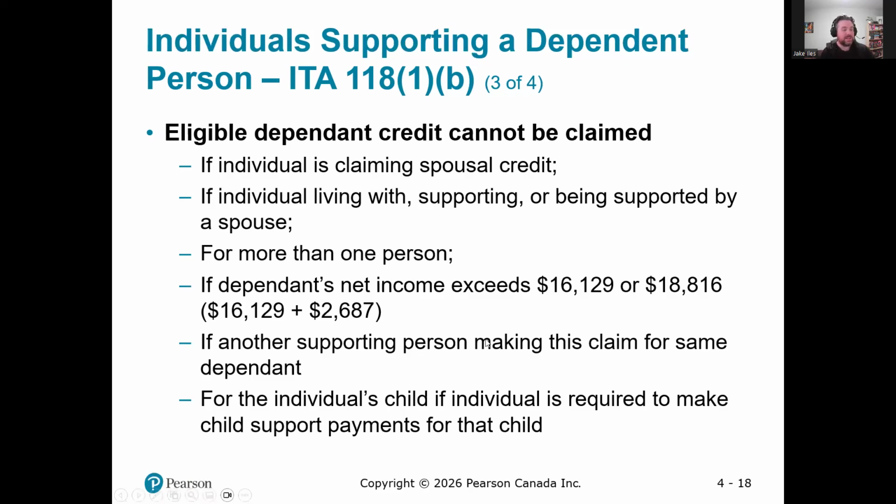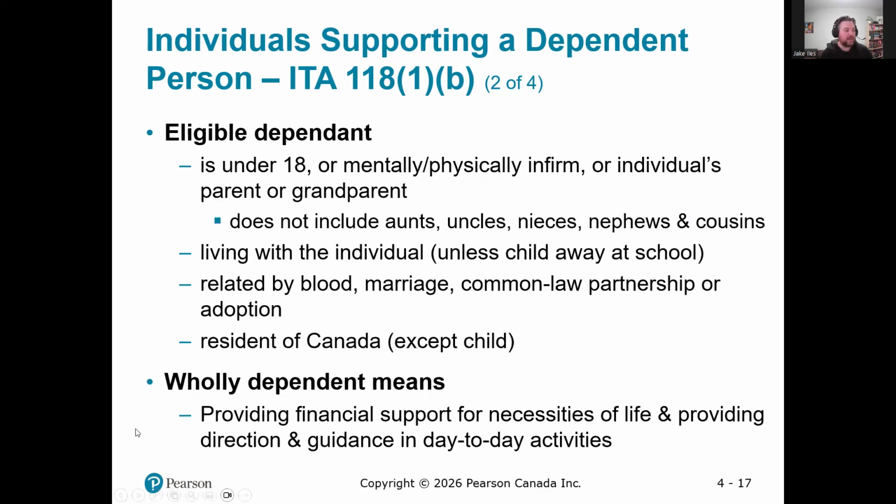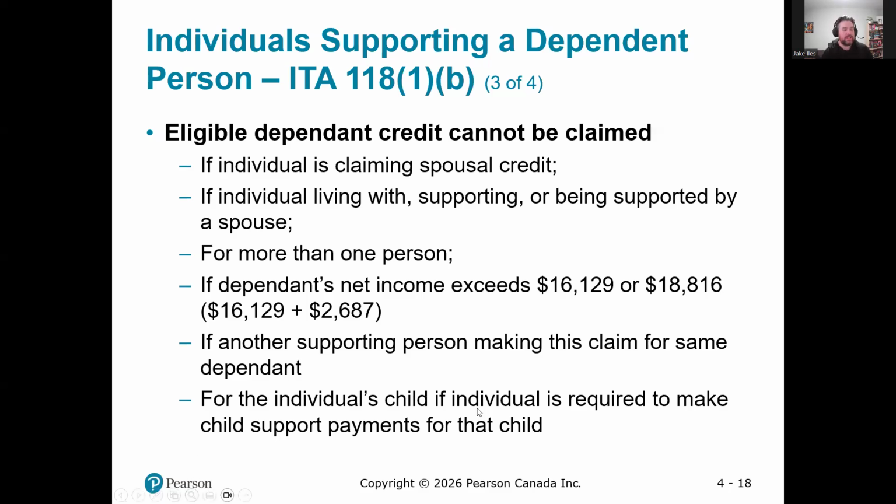If any other supporting person makes the claim for the same dependent, you're going to lose out. Also, if the individual is required to make child support payments for that child. So there might be individuals who say, well, I pay child support, so therefore they're dependent on me. But wholly dependent means it's not just about the financial support, it's the physical taking care of them. So you may be providing child support, but if you don't live with the child, you're not involved in those day-to-day activities, so you can't use the dependent person. So only the parent who's living with them.